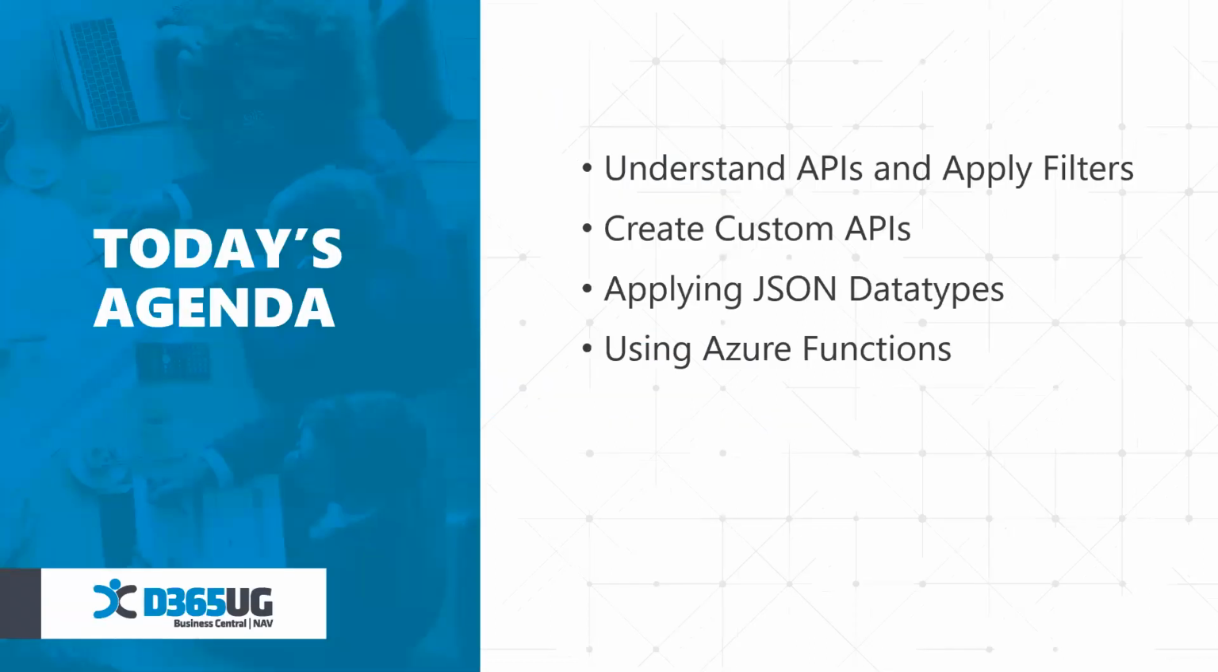So what is today's agenda is basically I'm going to divide this webinar into four parts. First one is using the standard APIs or understanding what is present. We'll create our custom APIs. We'll use JSON data types to do our integration. And finally, we'll wrap it up with Azure functions to take up the complex integrations and how we can integrate it with Business Central as well.